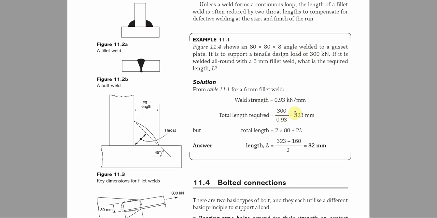That means we need a total leg length of this. Now if we have a total leg length of this, let us look at the member. We have 80 by 80 by 8. So if we have 2 times 80 plus 2L to be equal to the total length, the length L will now be equal to this 323. If you make L the subject of the formula, minus 160 divided by 2 will give us the leg length.